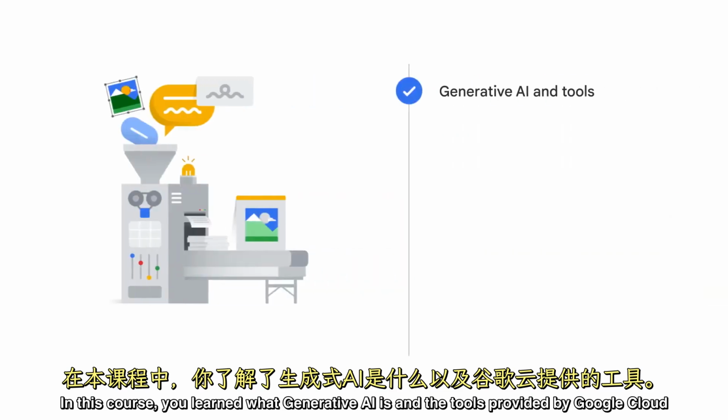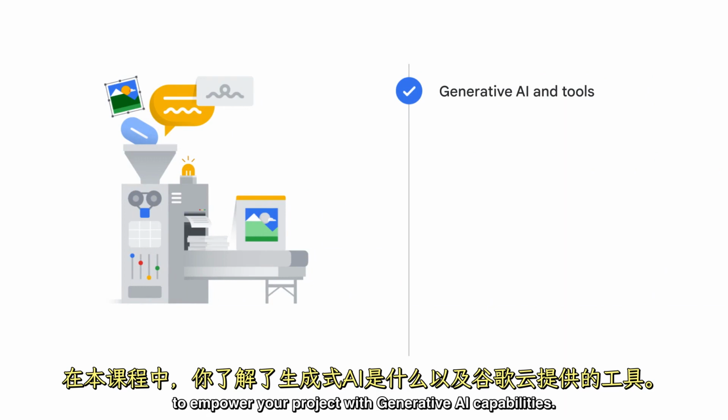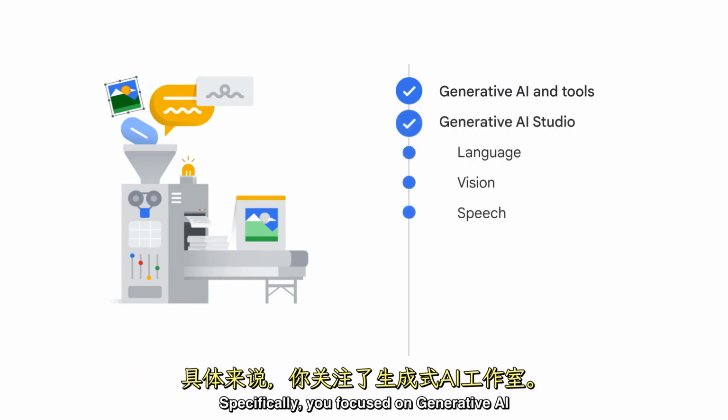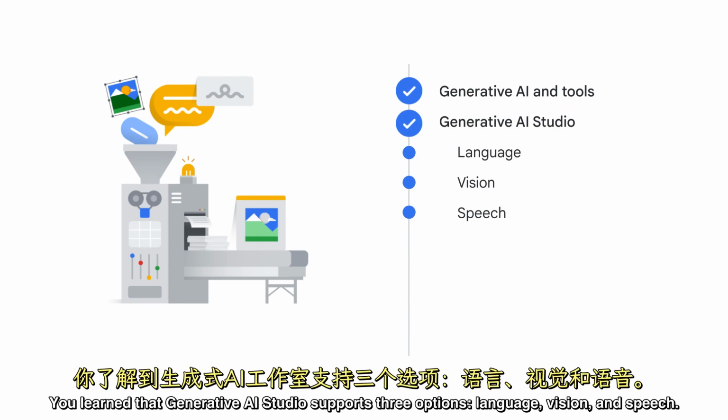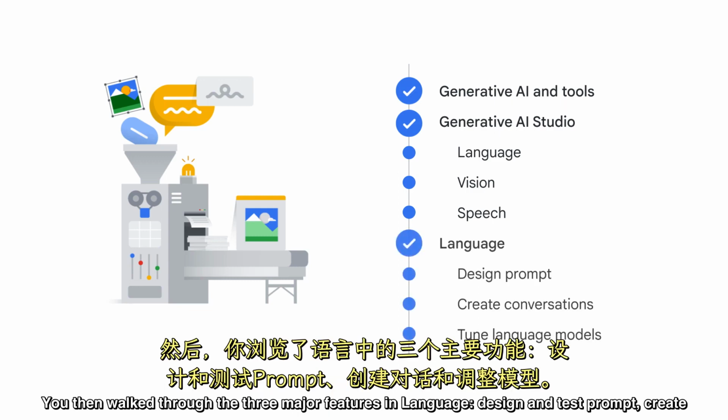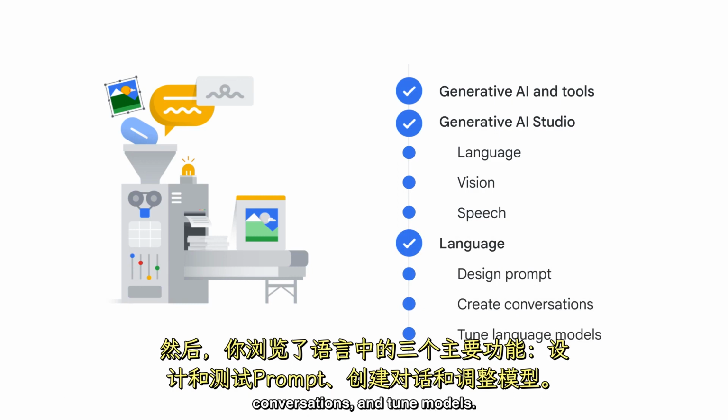In this course, you learned what generative AI is and the tools provided by Google Cloud to empower your project with generative AI capabilities. Specifically, you focused on Generative AI Studio, where you can use Gen AI in your application by quickly prototyping and customizing generative AI models. You learned that Generative AI Studio supports 3 options: language, vision, and speech. You then walked through the 3 major features in language: design and test prompt, create conversations, and tune models.